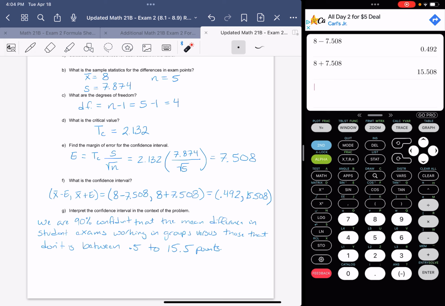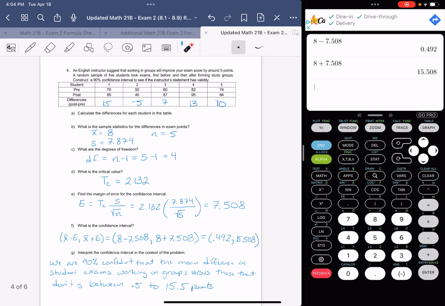Any other questions here? So this one was a confidence interval for 2 paired samples. Any other questions?